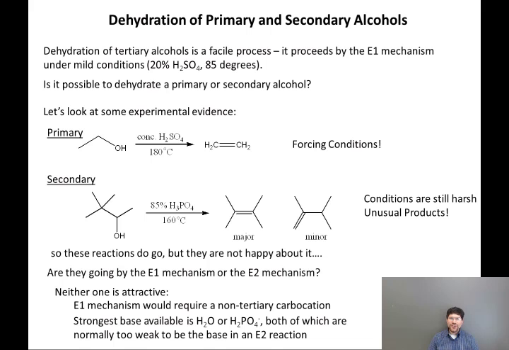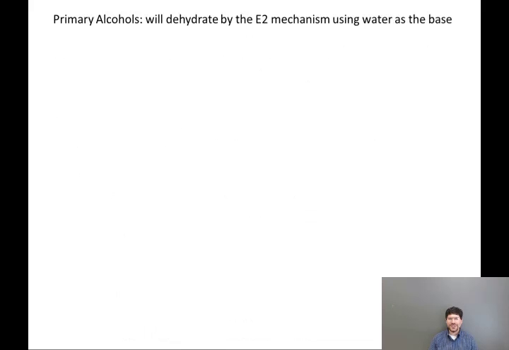Whereas for the E2 mechanism, the paradigm that we've set up so far involves the E2 mechanism requiring a strong base, at least hydroxide or stronger. And under the acidic conditions that are required for a dehydration reaction, the strongest base available is either water or dihydrogen phosphate, both of which are way too weak to be a base in an E2 reaction from what we've seen up until this point. Okay, so we've got to sort this out a little bit.